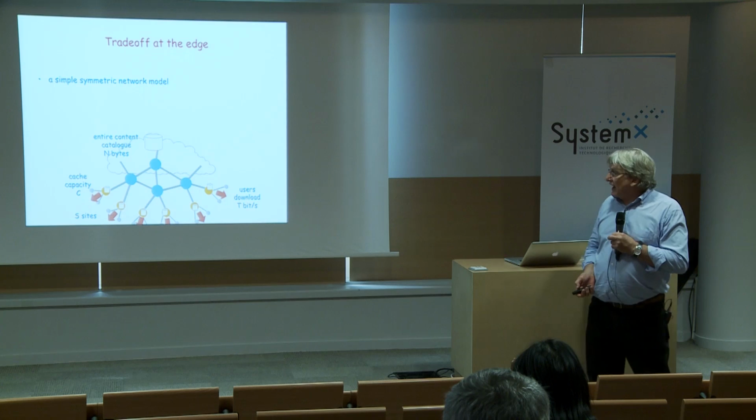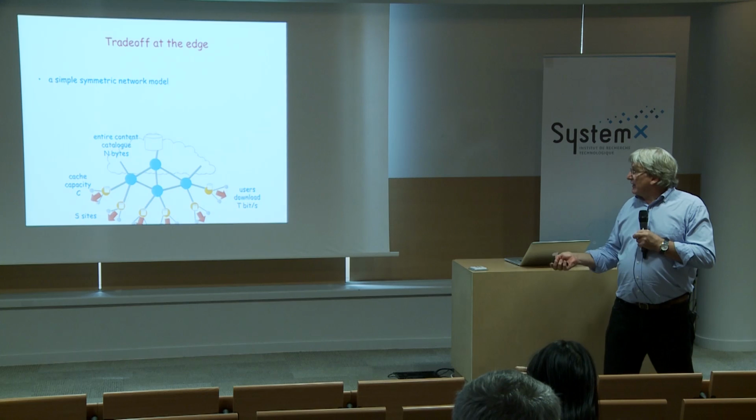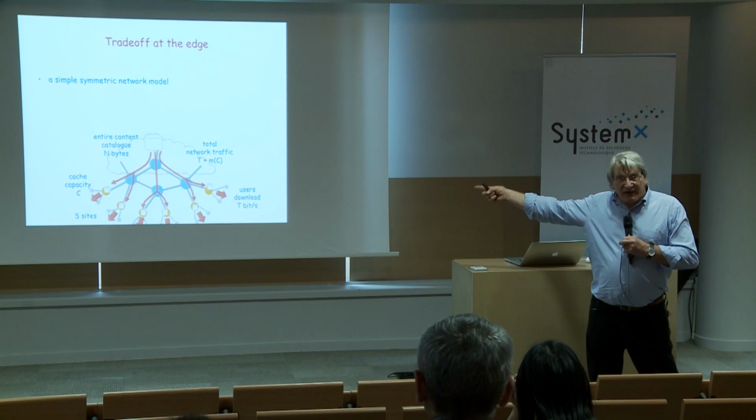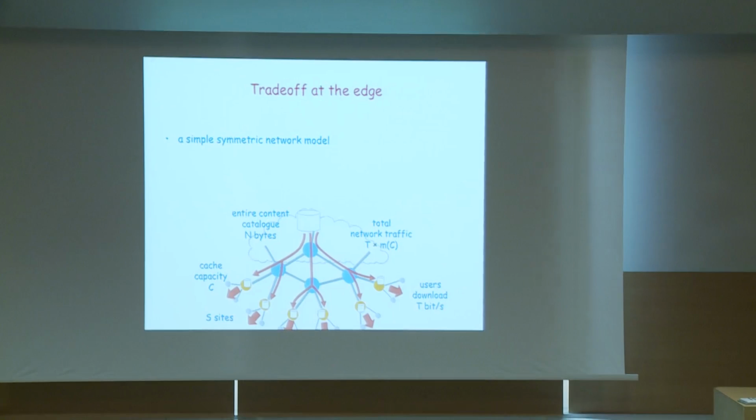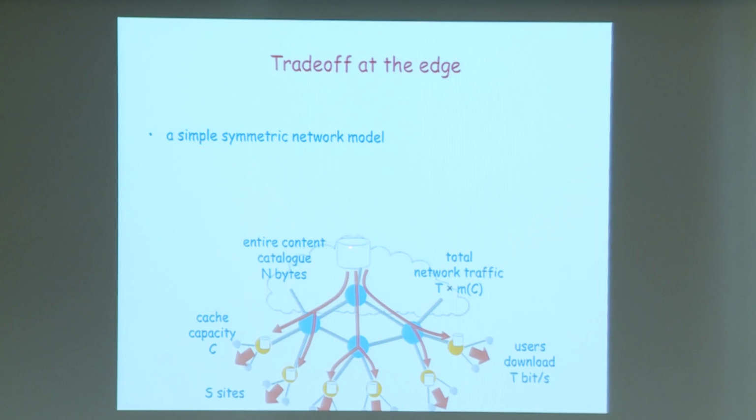We put a cache of capacity C at each of these nodes. This is entirely symmetric. And we calculate the total traffic to be carried by the network as this function. It's T multiplied by M of C, and M of C is just the complement of the hit rate. It's the miss rate. It's the proportion of requests which have to go up to this top level to be served, and therefore have to be carried through this network here.